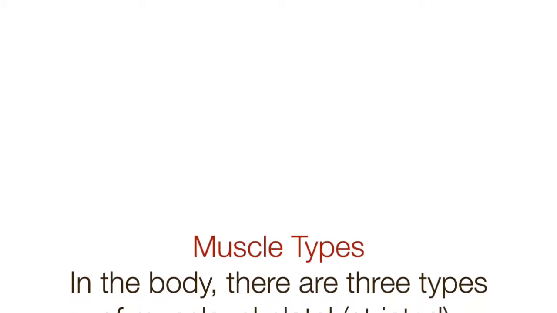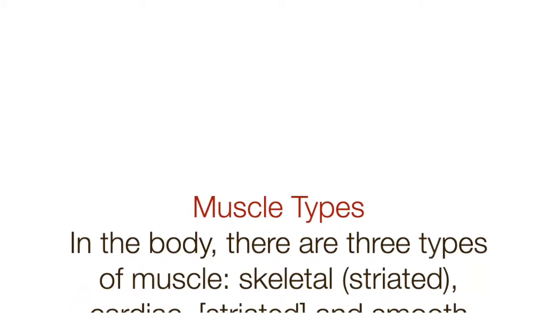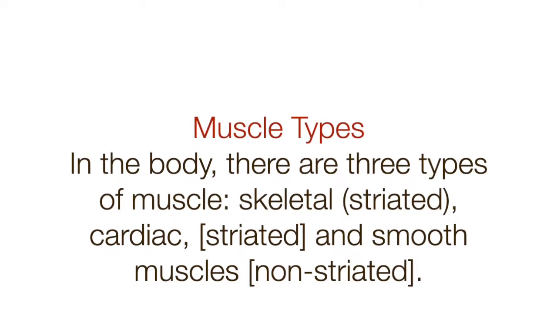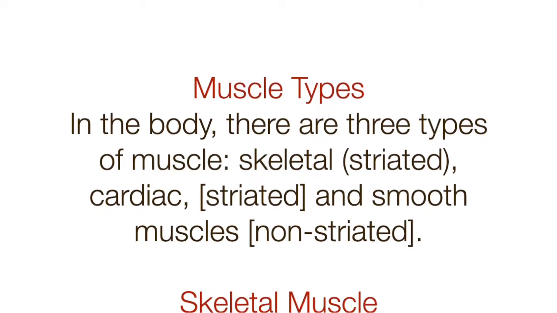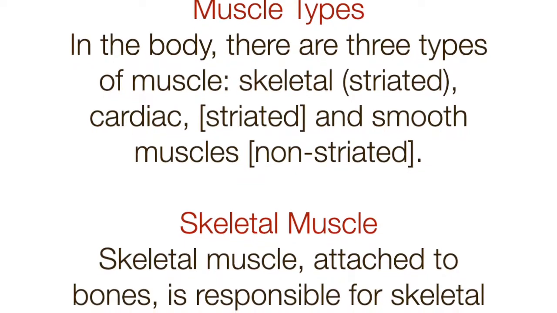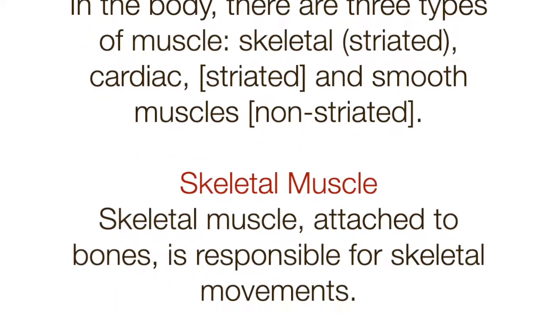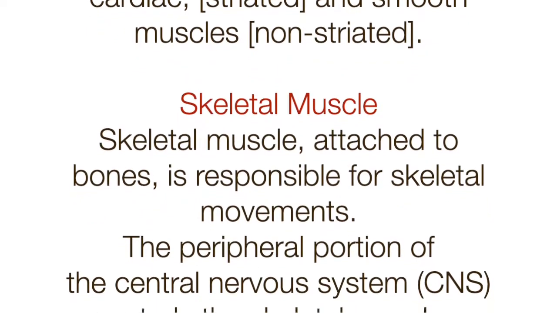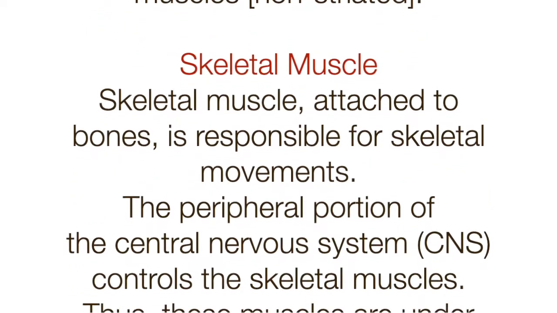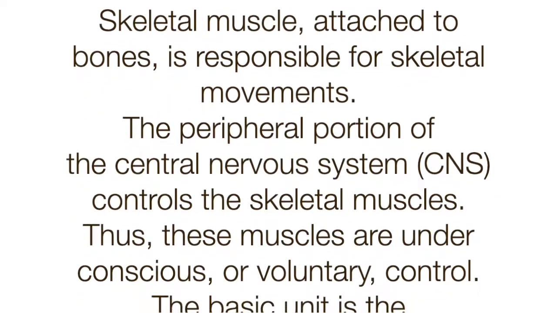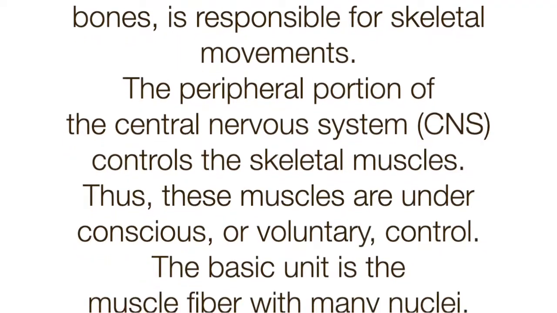Muscle types. In the body, there are three types of muscle: skeletal, striated; cardiac, that is also striated; and smooth muscles, non-striated. Skeletal muscle. Skeletal muscle attached to bones is responsible for skeletal movements. The peripheral portion of the central nervous system, CNS, controls the skeletal muscles. Thus, these muscles are under conscious or voluntary control.